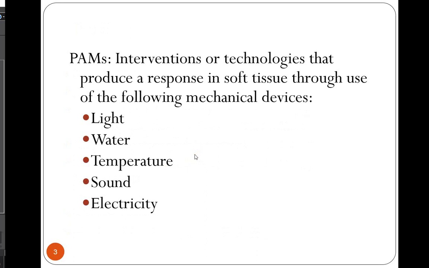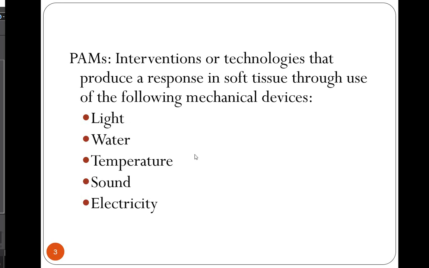Physical agent modalities are interventions or technologies that produce a response in soft tissue through the use of one of the following five mechanical devices or modalities. So the keyword here is soft tissue. As you apply those to the human tissue, the skin, the adipose tissue, the nerves, the blood vessels, the bones, etc., PAMs will produce varying responses in each and every one of those tissues.